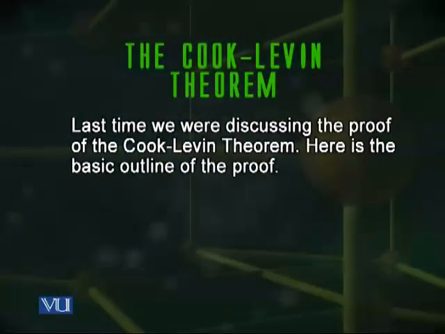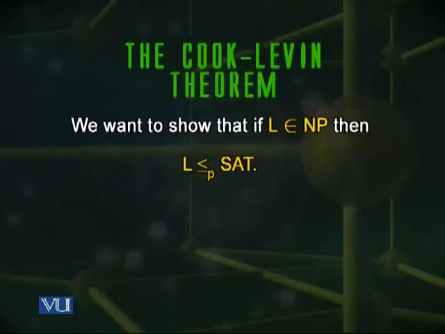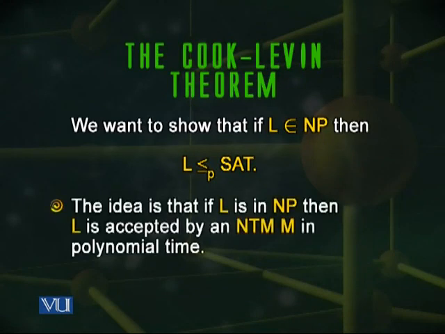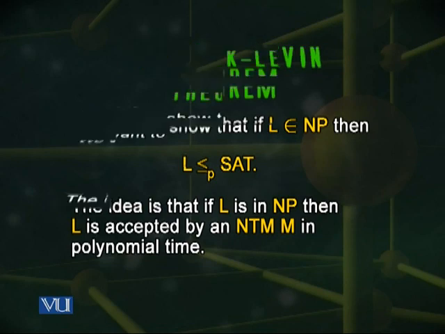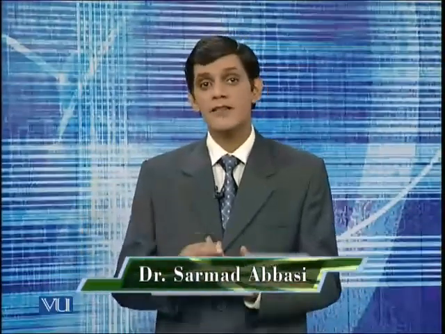So last time we discussed the proof of the Cook-Levin theorem, and here is the basic outline of the proof. We want to show that if L is in NP, then L is polynomial time reducible to SAT. The idea is that if L is in NP, then L is accepted by a non-deterministic Turing machine M in polynomial time. So the hypothesis that L is in NP immediately leads us to this Turing machine M, which is non-deterministic and accepts the language L. What we know about this Turing machine is it's non-deterministic, it accepts the language L, and it runs in polynomial time. So these are the three things we get to assume to start our proof.